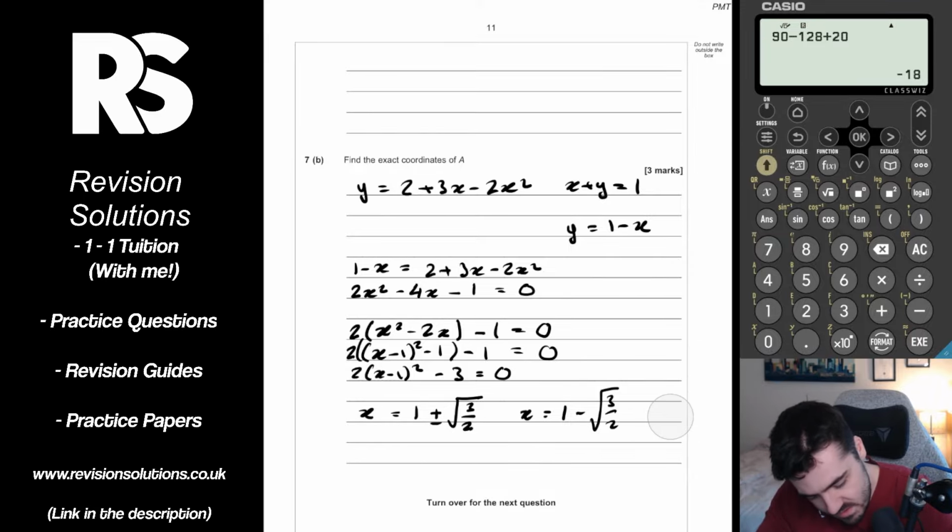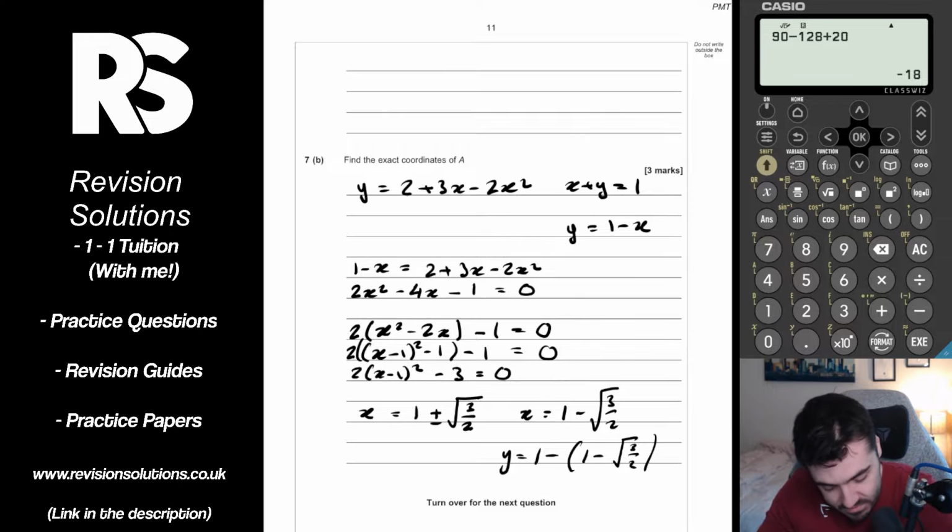And then y is just 1 minus that. So let's put it in a bracket just to be careful. 1 minus root 3 over 2. So the 1's go, and it's a double minus, which is why I did the bracket. So just the root 3 over 2 left for our y coordinate. And that's the end of the question.